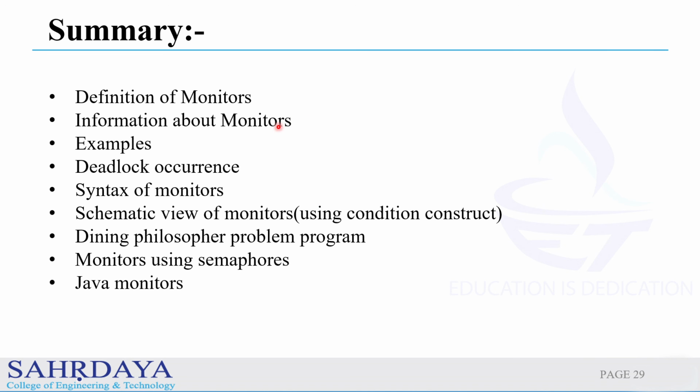Now this is the summary. Basically, we went through the definition of monitors, information about monitors. Then we went through examples, what happens and how the errors occur. Then we showed deadlock, which is a process error. Then we went through the syntax of monitors, then the schematic view of monitors. Then the important one, the dining philosophers problem, and monitors using semaphores. And then lastly but not the least, we went through Java monitors.